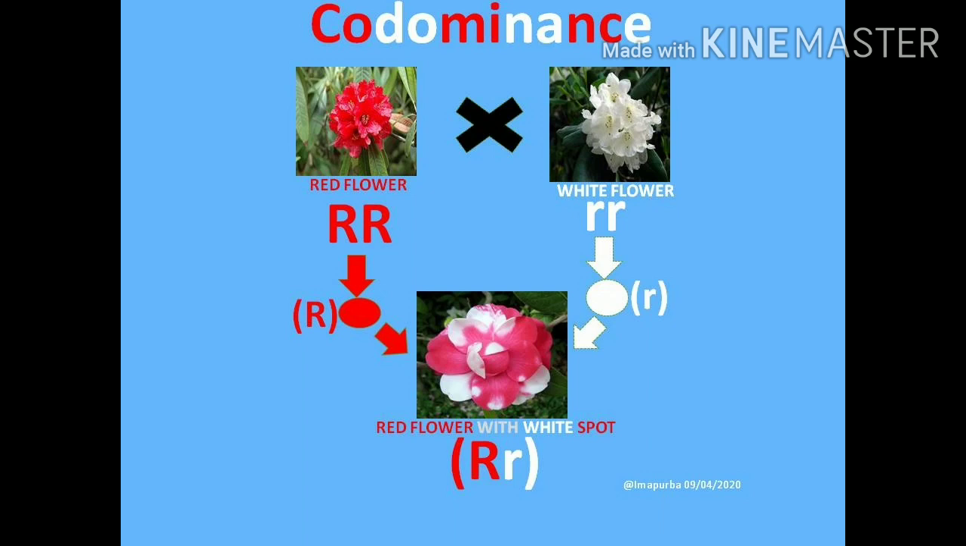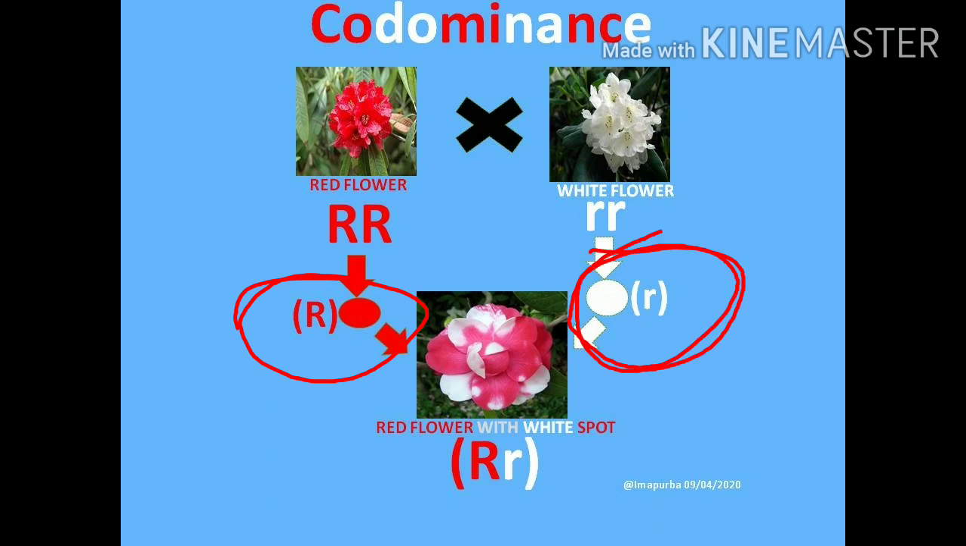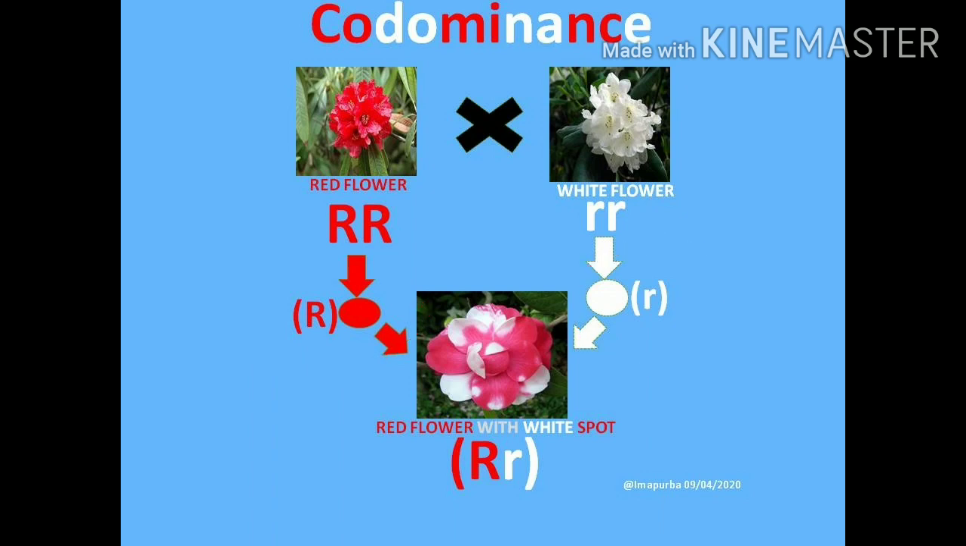Here you see a red color flower of a rhododendron and a white flower of a rhododendron ultimately produced capital R gametes from the red ones and small r gametes from the white one, and in F1 they finally combined to form a red flower with white spots. This is a different thing from the previous one. Why different? In previous cases we see that the phenotype is completely intermediate and completely different from the parental ones, but here you see that a combination of both the parents is present in the F1 hybrid.